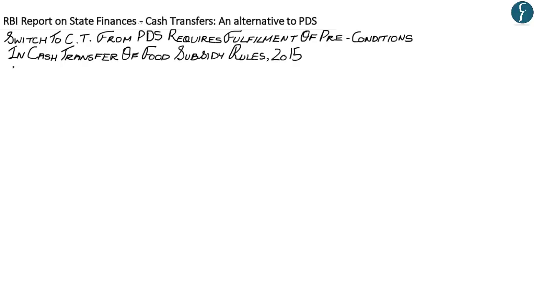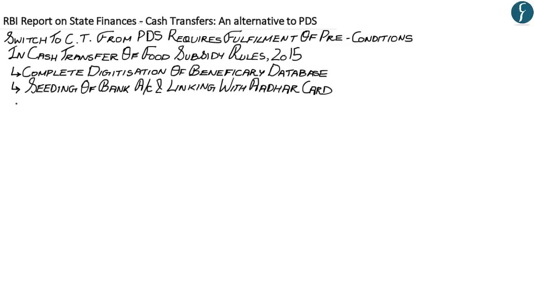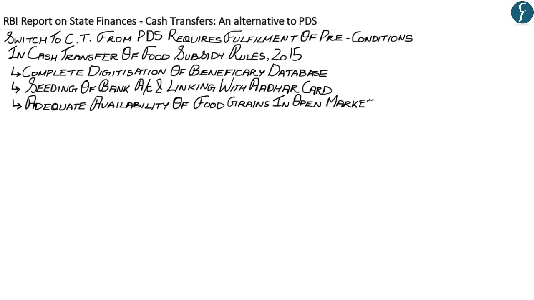Wherein the first requirement is that there should be complete digitization of the beneficiary database. The second requirement is that there should be seeding of bank accounts and linking of the bank accounts with the Aadhaar card. The third requirement is that there should be adequate availability of food grains in the open market. And this requirement has been given so that the beneficiaries who have been given cash transfer have nearby markets in which they can buy food grains that they require. The fourth main requirement, as highlighted in the article, is that the state should form a state agency to receive and transfer the subsidy to the beneficiaries.